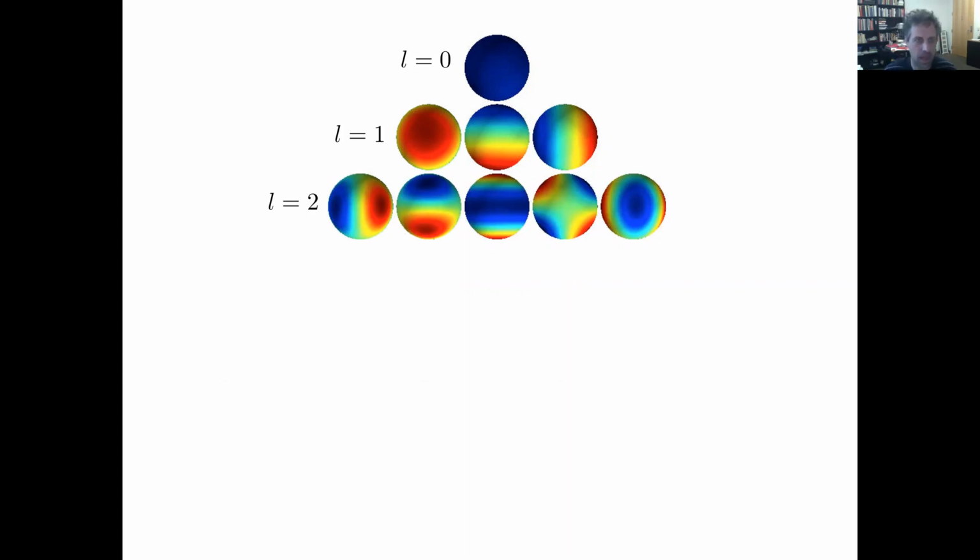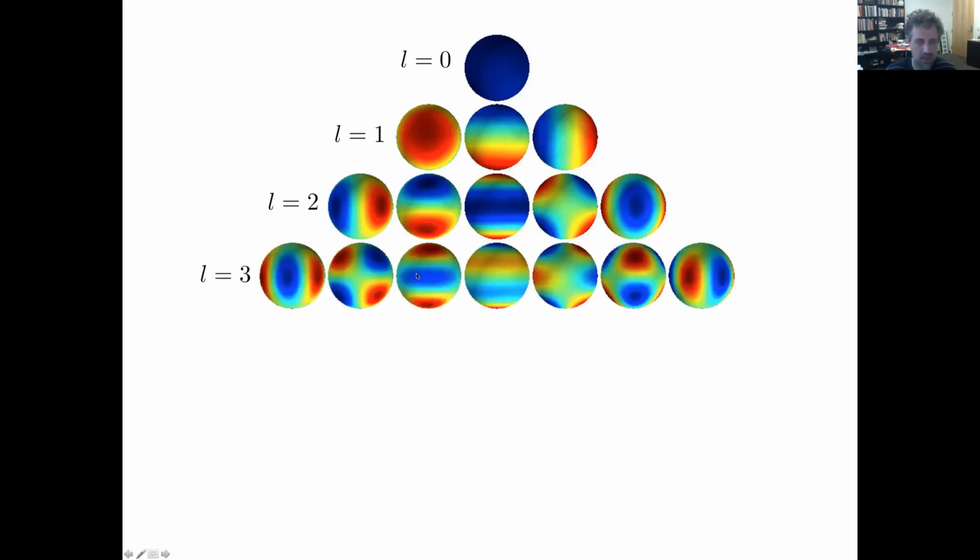That will be for next time. L equals 2. Now there's 5 solutions. ML is running from 2, 1, 0, -1, and then -2. And you can see the patterns on the sphere. They become more and more complex. There will be more nodes on the surface, as you can see, because we create higher order wave functions. That means more complex patterns, more nodal planes will be introduced as we go along.